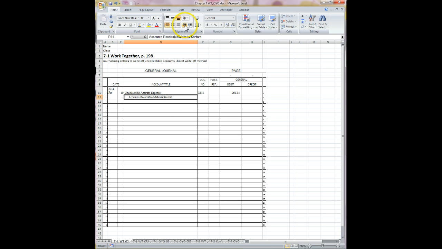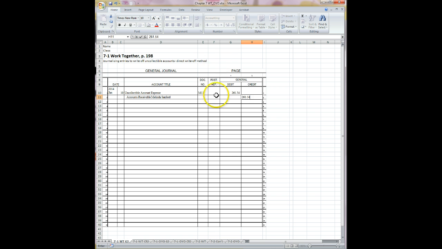So if you don't have this nice indentation, what you can do is come up here, and right here, this button says increase indent. Click it, and it will indent because it is the standard or common practice to indent your credit. So we've indented our credit. Our credit amount's going to be the same as our debit, $261.54.